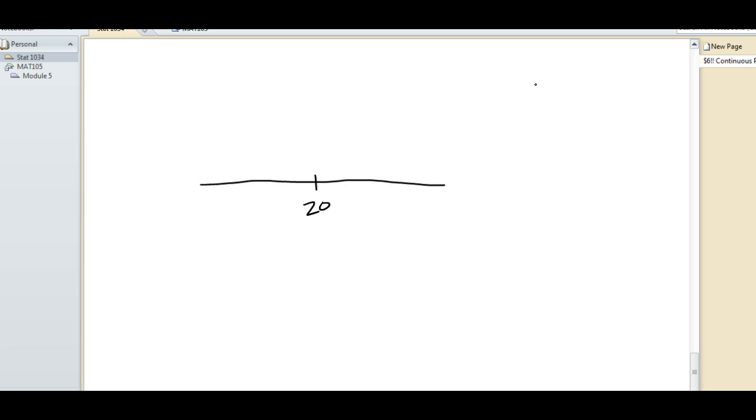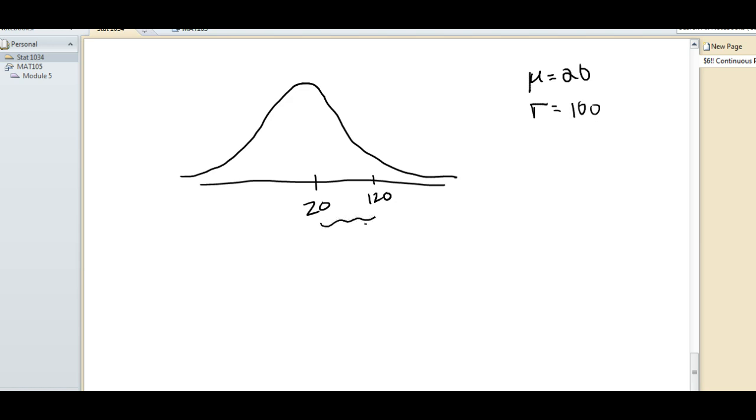So let's say we have a normal curve with mean equal to 20, and let's say the standard deviation is 100. So this is our curve. Looks something like that. If you have 120, what would its z-score be? It would be equal to 1, because that's one standard deviation above. Say you had negative 80. That would be 100 away from 20 to the left, so that z-score would be negative 1.